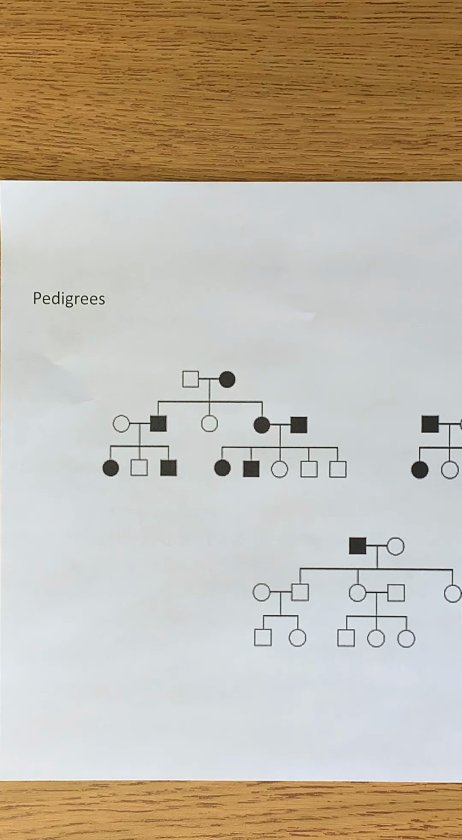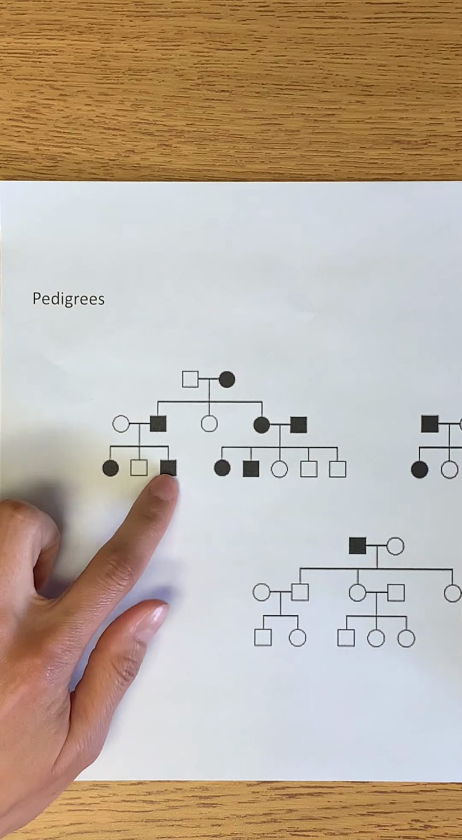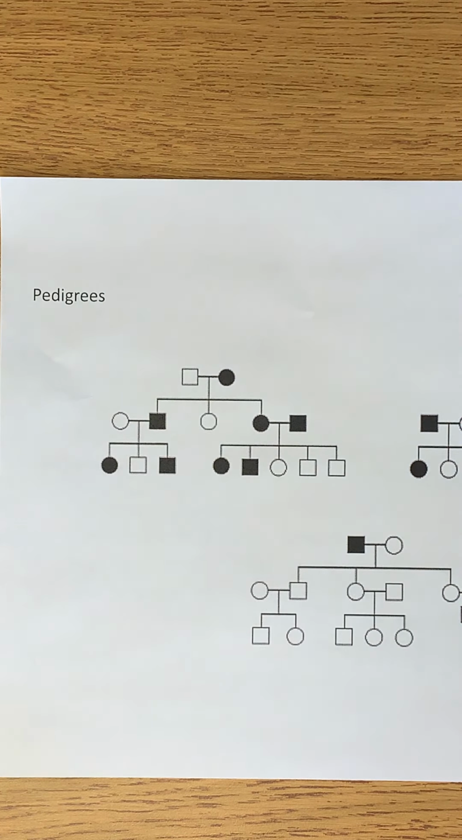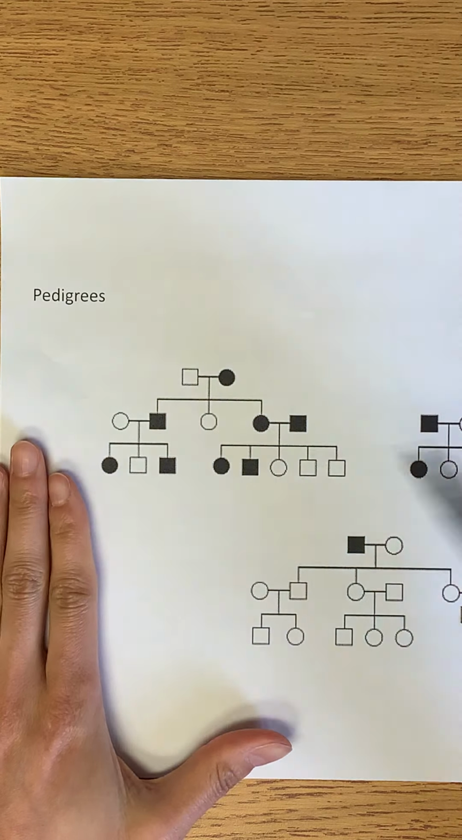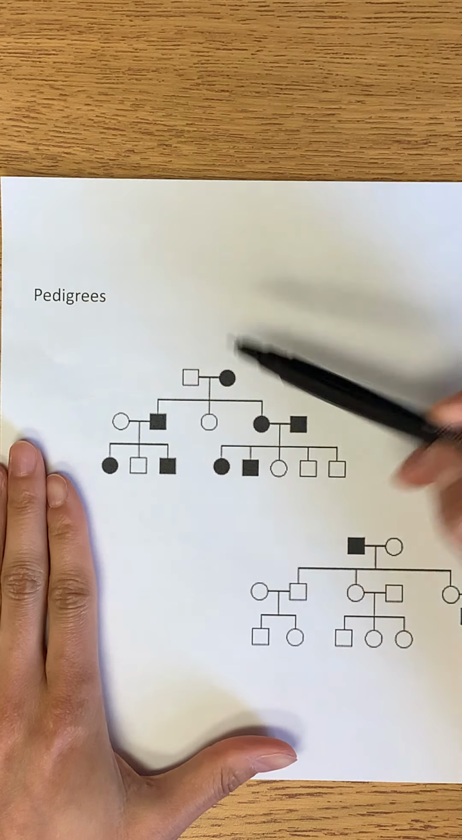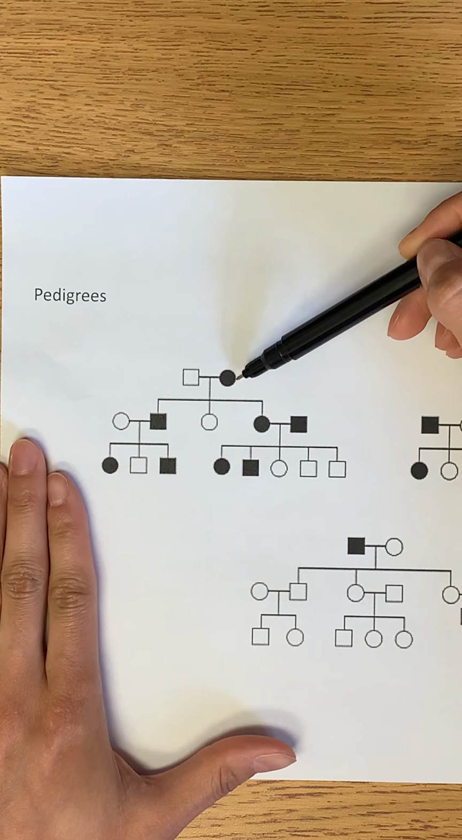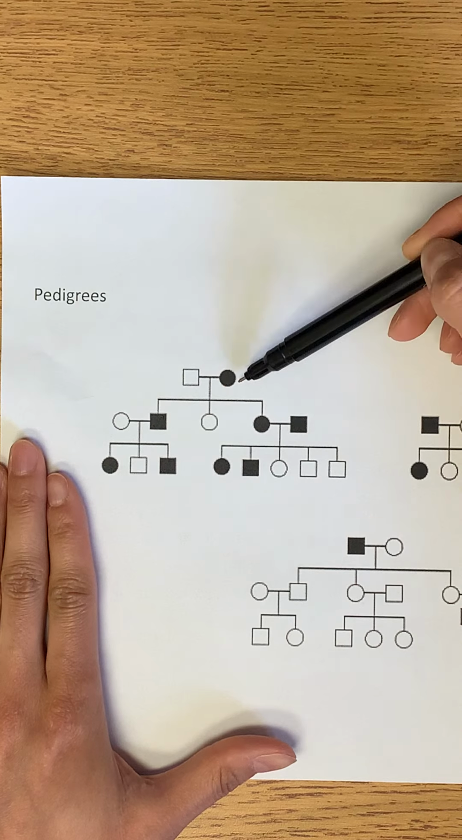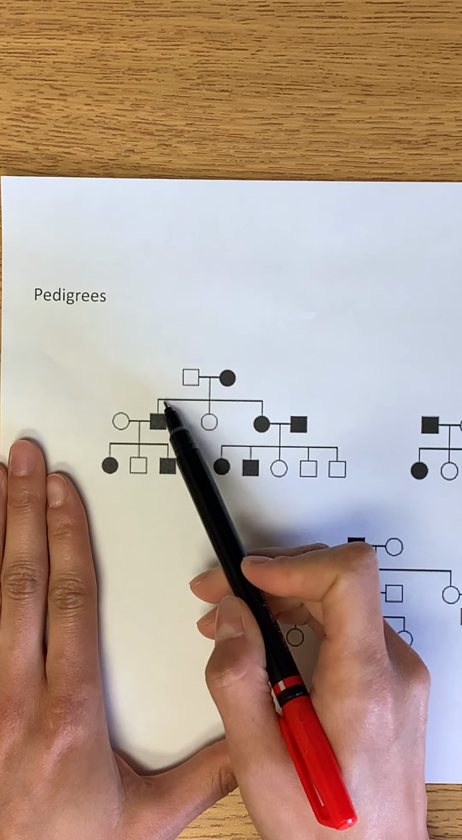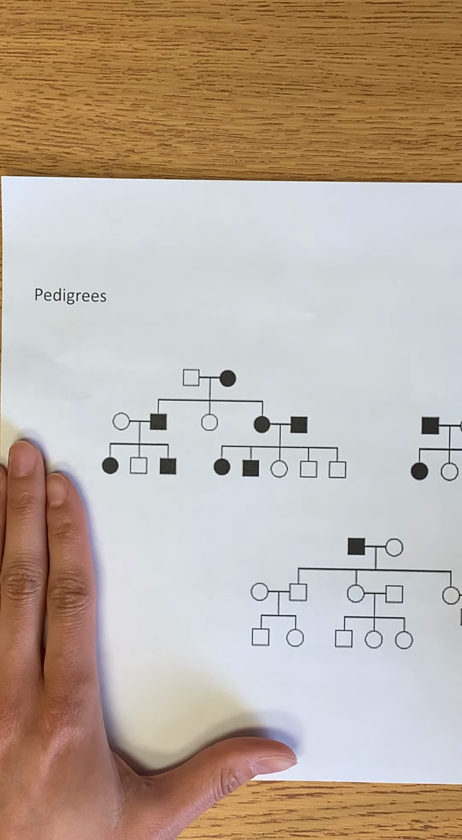Let's talk about how we might solve a pedigree problem. So we'll focus on this one here. A few important rules: remember that males are going to be squares and females are going to be circles. So this is dad and this is mom here, connected by a horizontal line. And then the children are going to be vertical lines coming off of that.